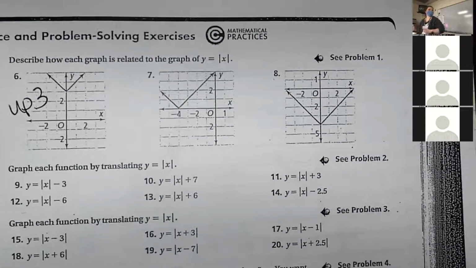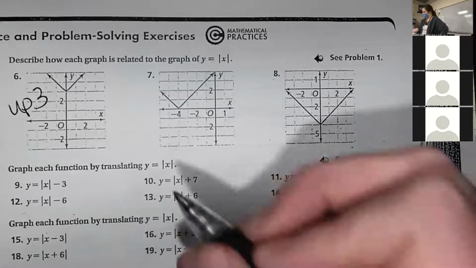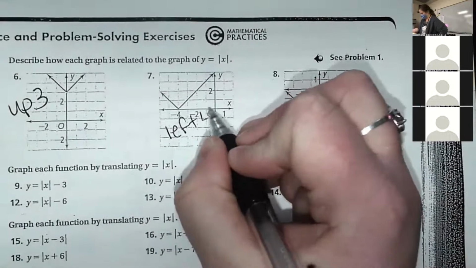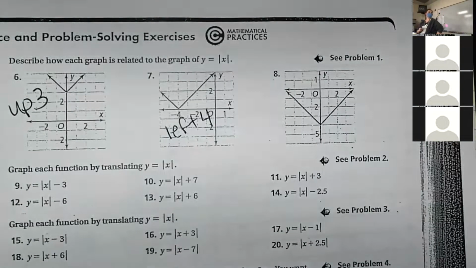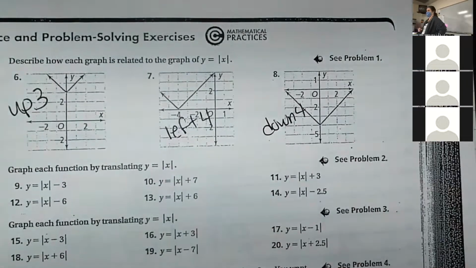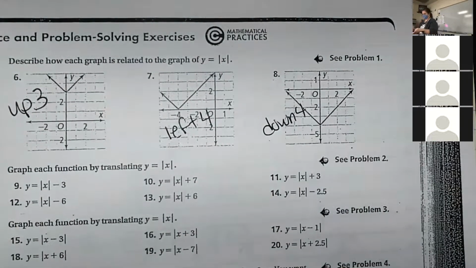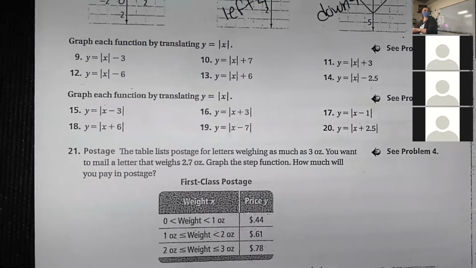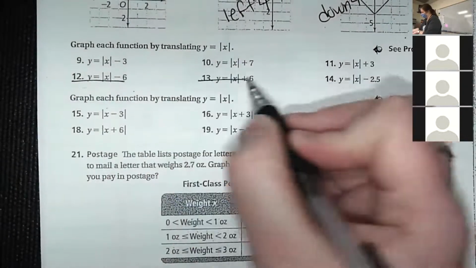Number 7, what happened to him? Left 4, yep. And then number 8? Down 4. Wonderful. Okay. Number 9, we're gonna make quick sketches.